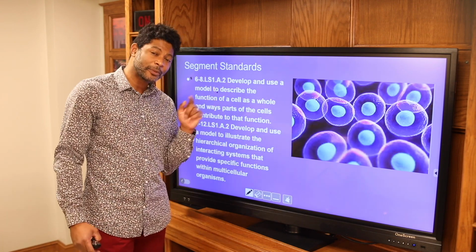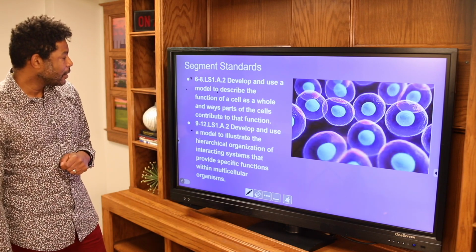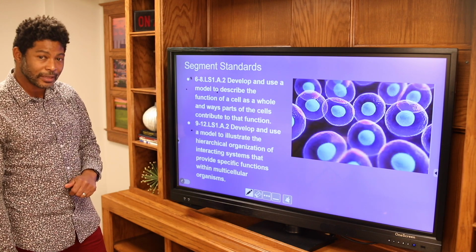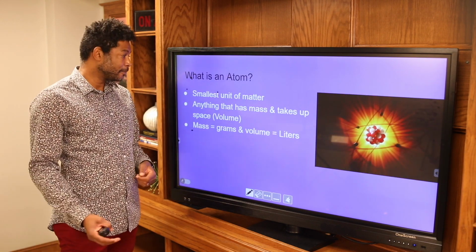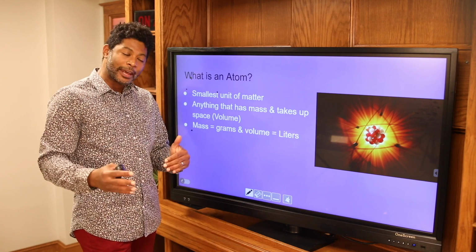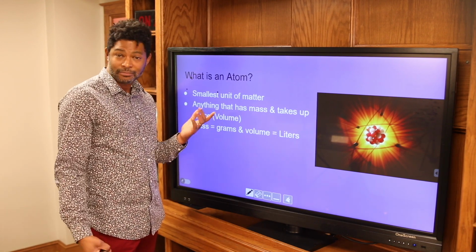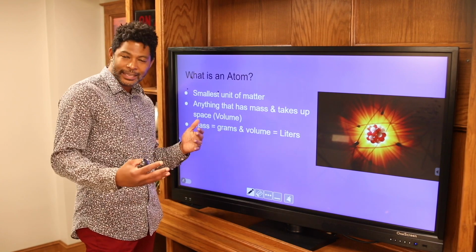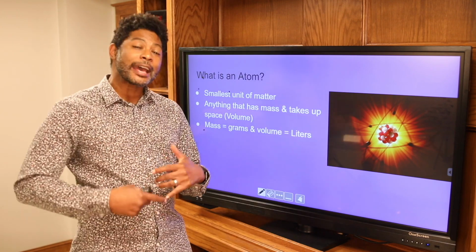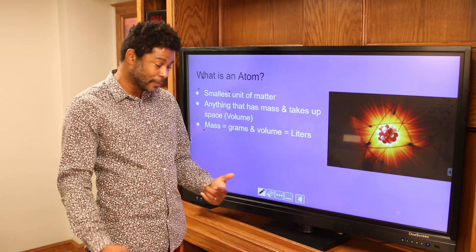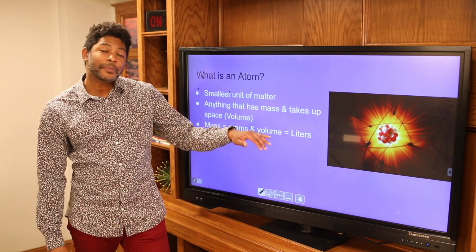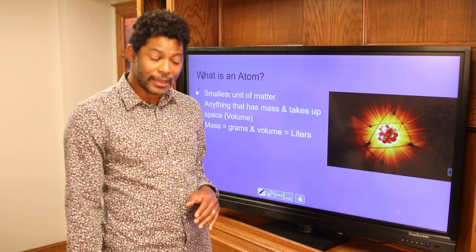All right, so let's first start with this first standard here that literally talks about cells being the smallest unit of life. Now, as we have here, atoms are the smallest unit of matter. And if you remember from before, matter is anything that has mass in grams and takes up space. So it's not or, but it's and. When we're talking about matter, matter is anything that has mass and takes up space. We said that mass is measured in grams and volume can be measured in liters. So we talked about all of that before.